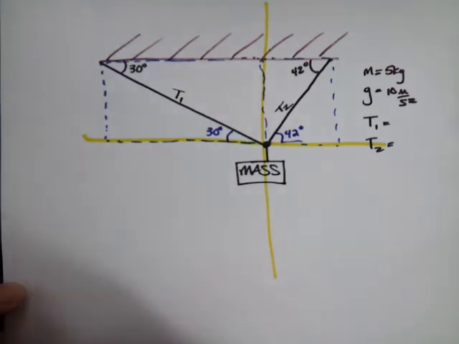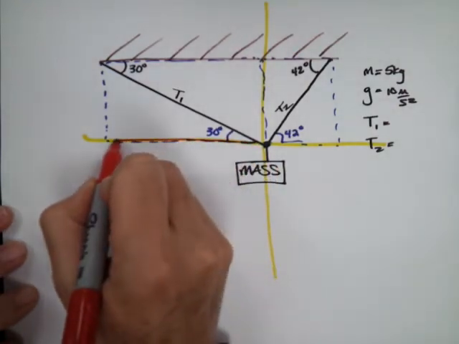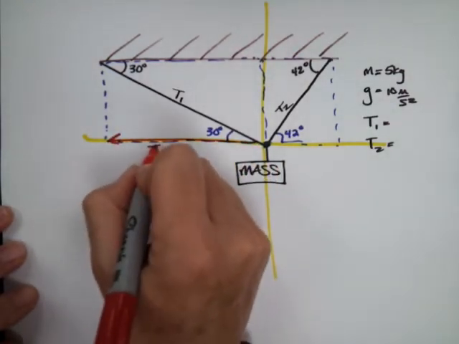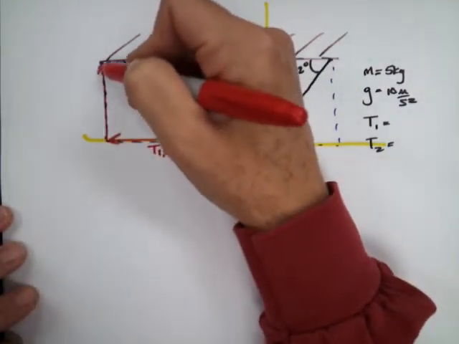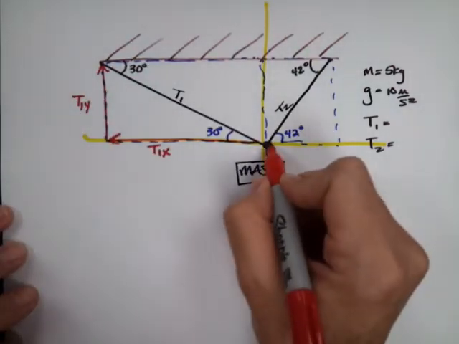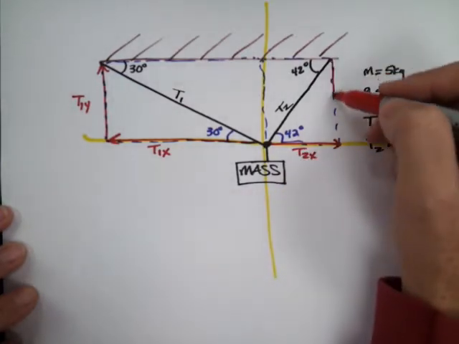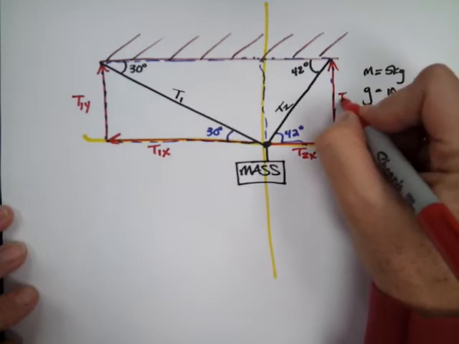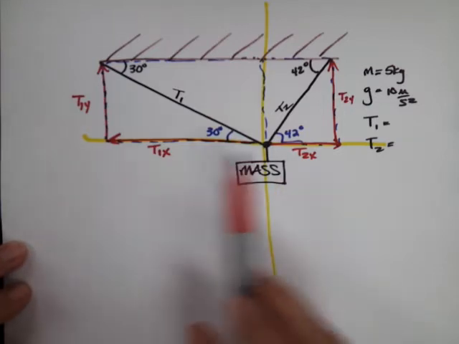And I'm going to label all of my forces. I'm going to label this one as T1x. I'm going to label this one as T1y. This must be T2x, and this is T2y. Okay, so I have everything that I need to figure all of this out.